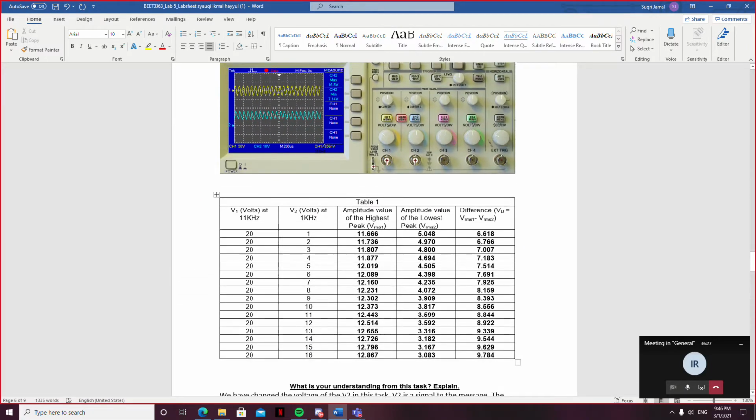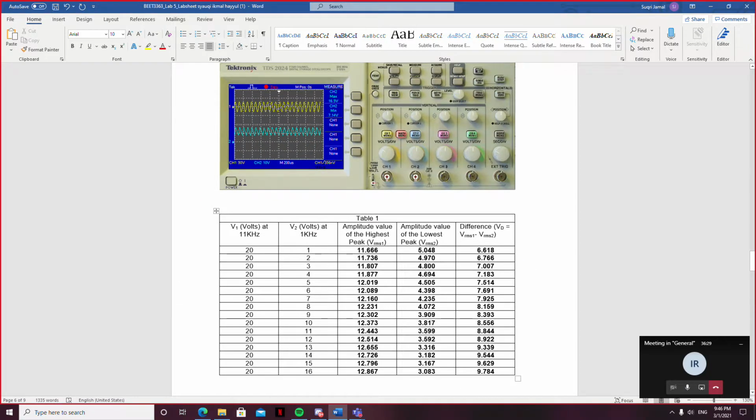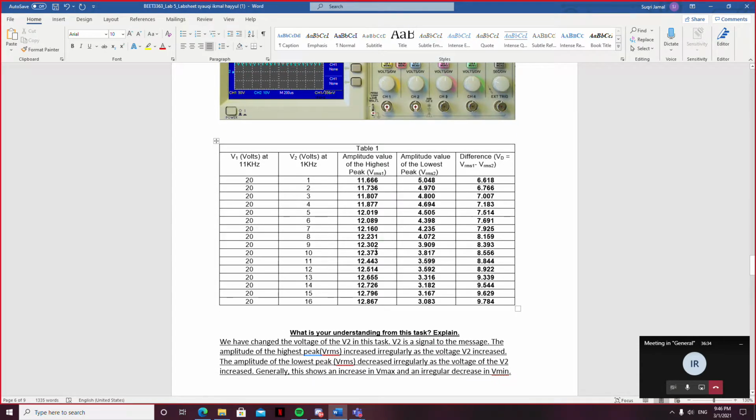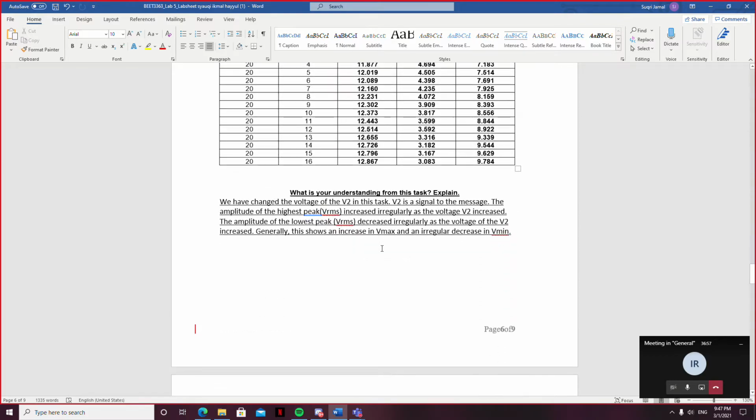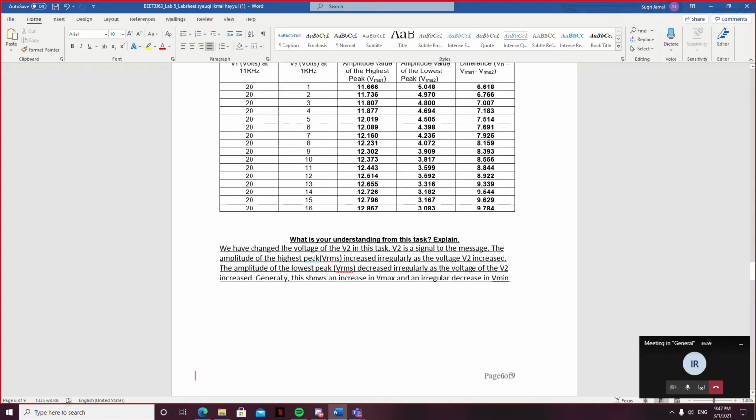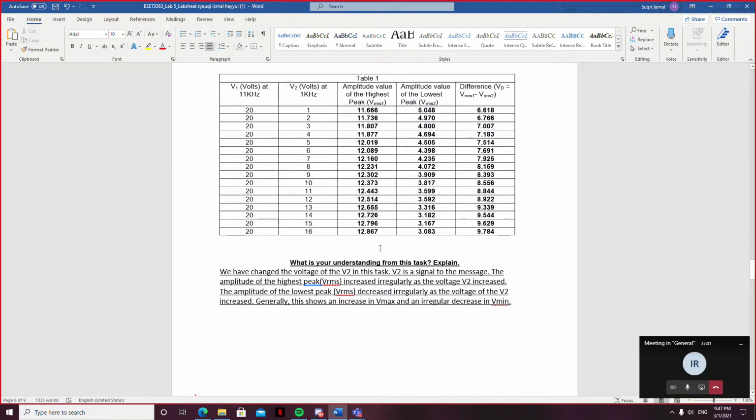We change the value of V2 and keep the value of V1 constant. In this task, we change the voltage of V2. V2 is the message signal. The amplitude of the highest peak VRMS increased irregularly as the voltage V2 was increased. The amplitude of the lowest peak VRMS decreased irregularly as the voltage V2 was increased. This shows the Vmax increases and the Vmin decreases irregularly.